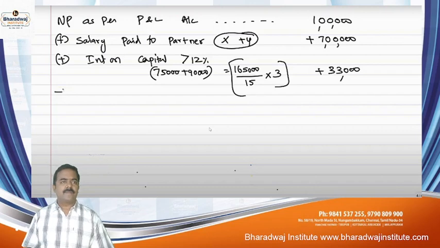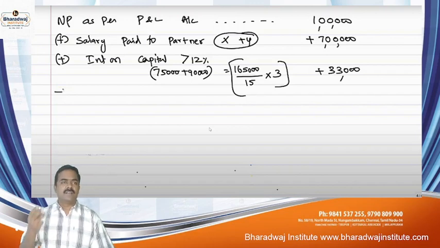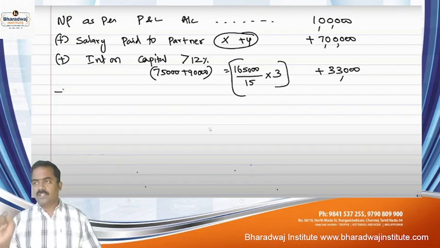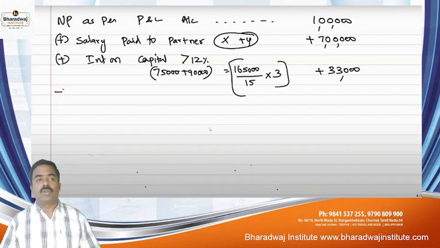Why 3? Up to how much is allowed? 12% is allowed. More than 12% is extra, that is 3. So 1,65,000 divided by 15 into 3. Only the disallowed expense will come. Add: interest on capital more than 12% disallowed.